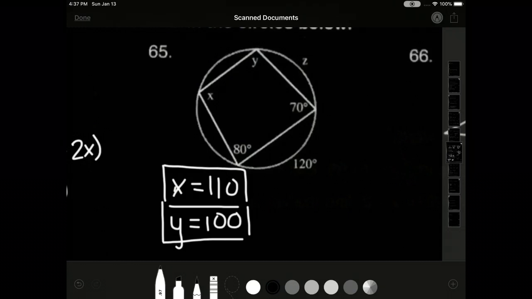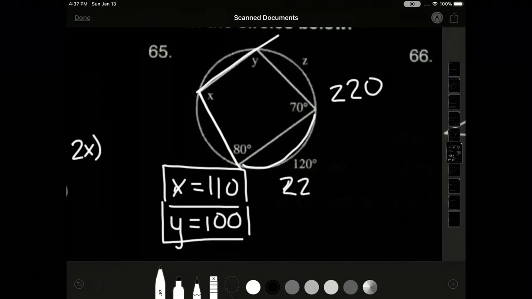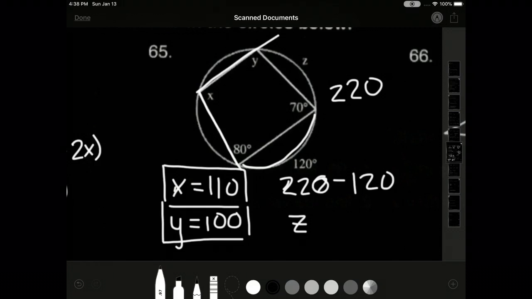And then for z, we have this arc here that's 120. And we also have the fact that angle x intercepts z and 120. So 2 times 110 is 220. So that's that entire arc. So for z, oops, 220 minus 120 tells us that z equals 100.